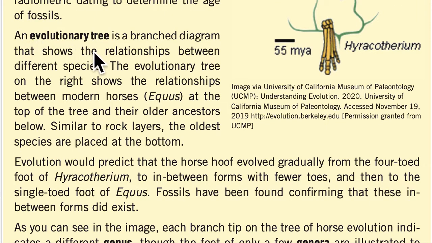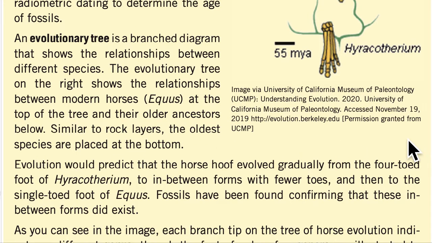An evolutionary tree is a branch diagram that shows the relationships between different species. The evolutionary tree on the right shows the relationships between modern horses, Equus, at the top of the tree, and their older ancestors below. Similar to rock layers, the oldest species are placed at the bottom.